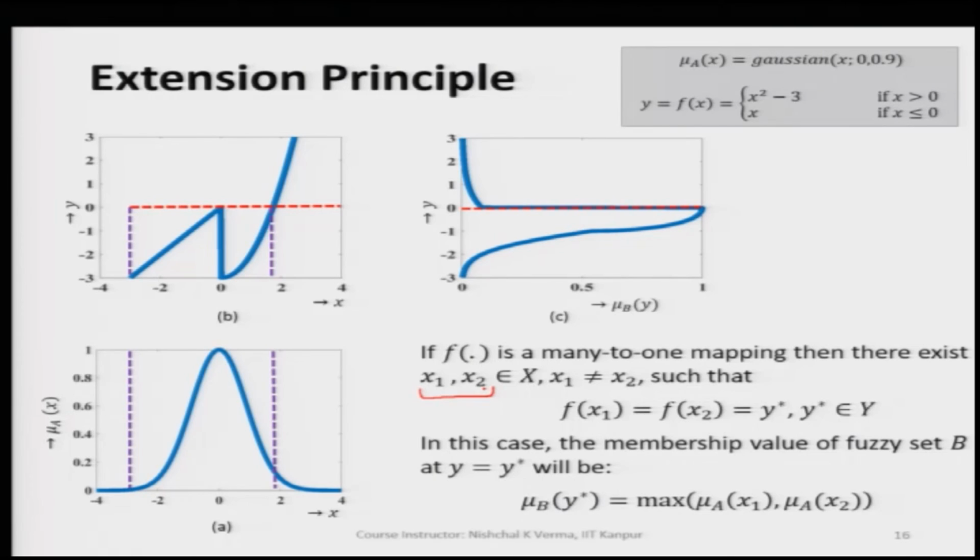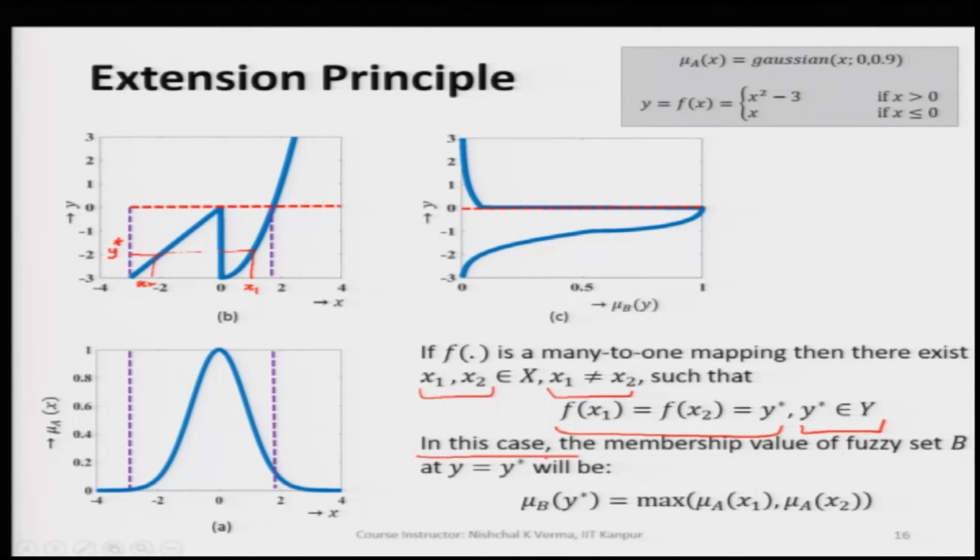if we have x 1 and x 2 like this, belonging to the universe of discourse capital X, and if they are not equal, as we have seen in this case, I am drawing this again. Let us say this is my x 1 and this is my x 2. For these two different values of x, we are getting the same y, and we can call this y star. We have x 1 and x 2 which are not equal, but f(x 1) is equal to f(x 2), and y remains the same for this x 1 and x 2. So, we call this y star. Of course, this y star should also belong to the universe of discourse Y.